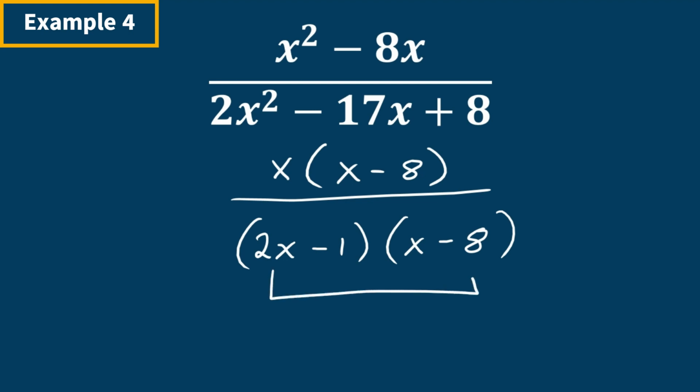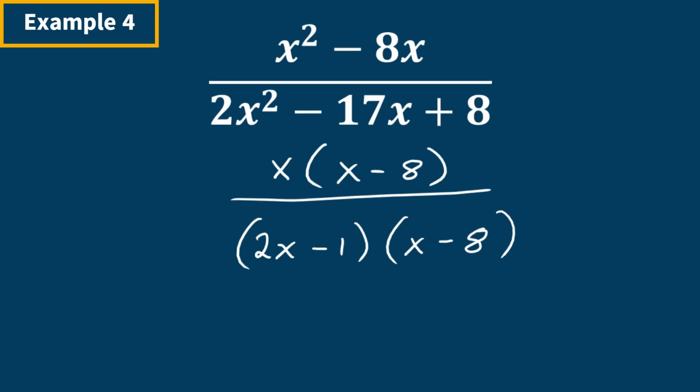If we were to multiply the outside numbers, we'll get negative 16x. Then if we multiply the inside numbers, we'll get negative x. And when you add negative x minus 16x, you'll get negative 17x, which is what we're looking for. So now from here, we got everything fully factored.